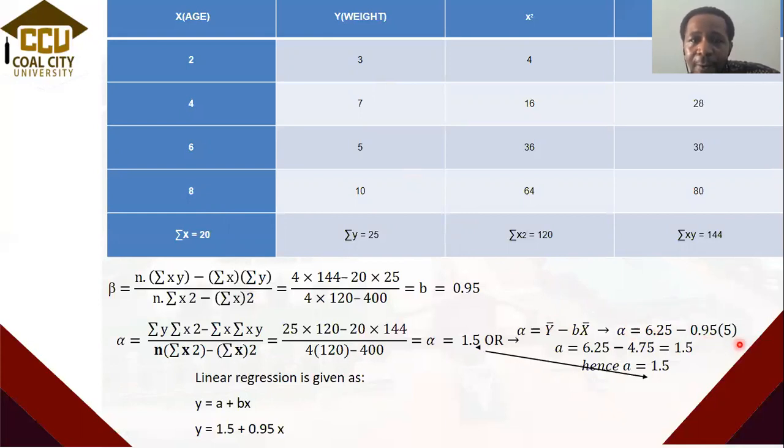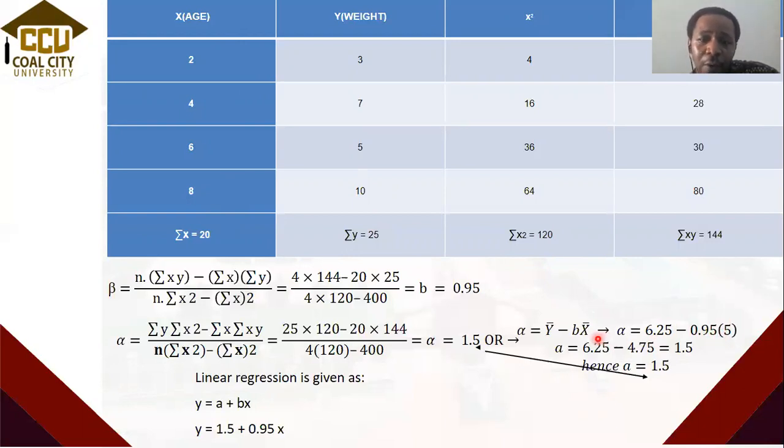Our x bar is the mean for the x variable. To get the mean for the y variable, you have to add up everything on the y variable and then divide it by 4, which is the number of observations. 25 divided by 4 will give us 6.25, while 20 divided by 4 will give us 5.